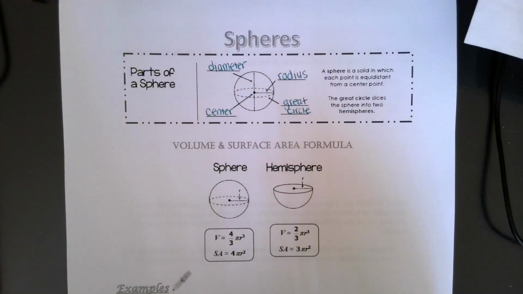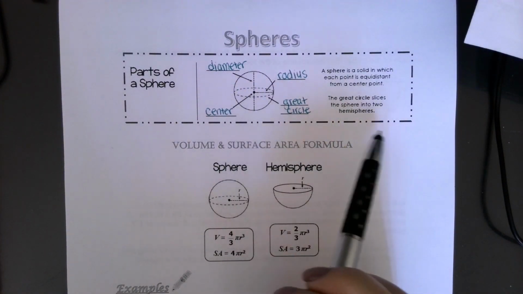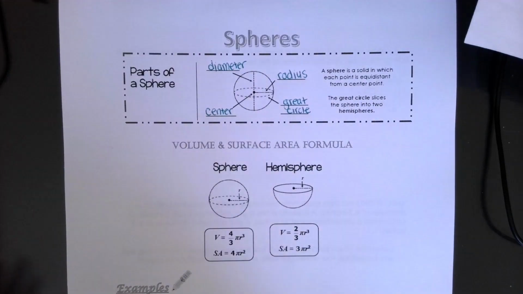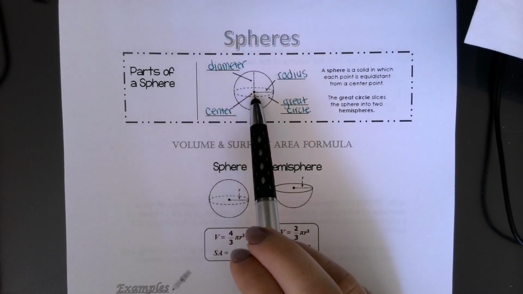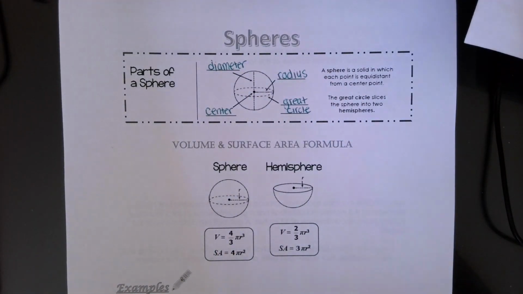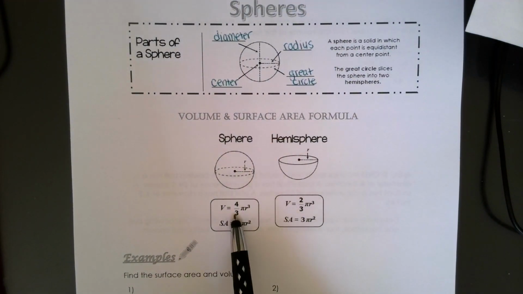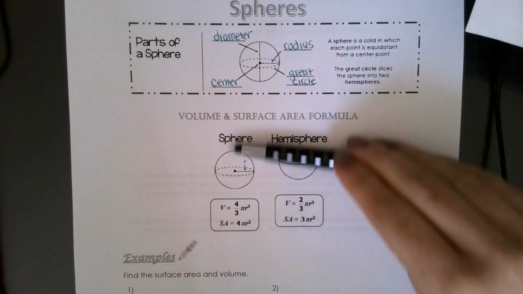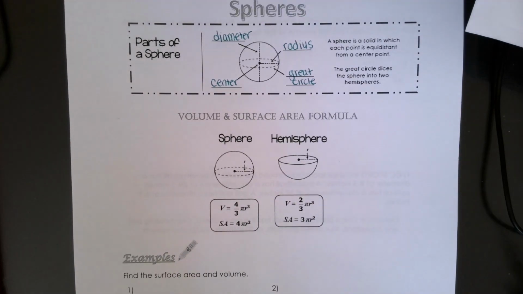That's what it means. So the great circle, which is right here, slices a sphere into two hemispheres, meaning like two halves of it. So here's your diameter, the center point, and the radius. Here are our formulas for a sphere and the surface area, and here's the hemisphere. Notice it's not the whole sphere, it's cut, and that's the volume, and that's the surface area.